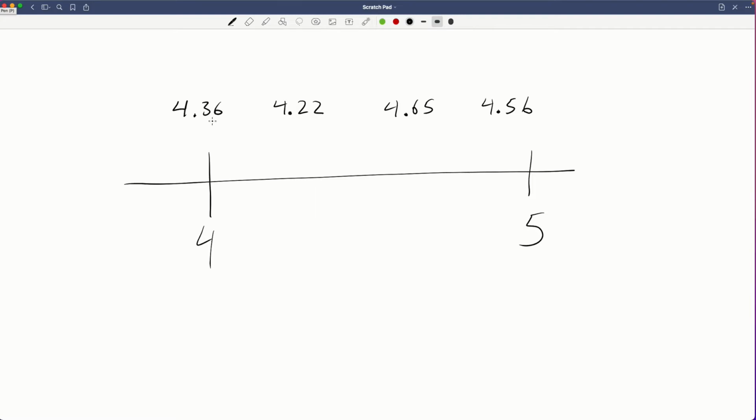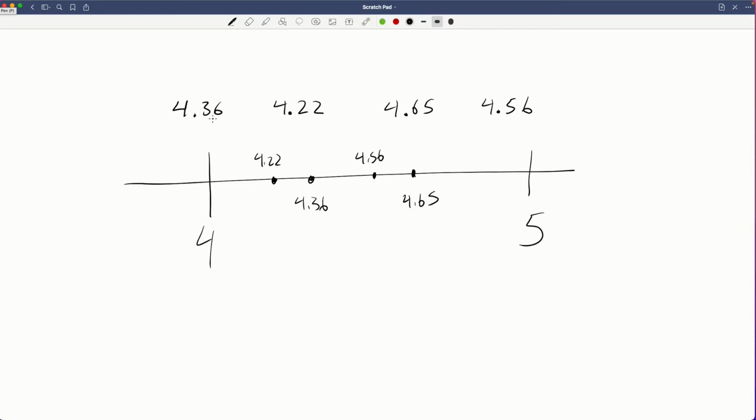So 22 is smaller than 36, and it's about a quarter of the way, so we put 4.22 here. And then that's about a third of the way, so we put it here. That'd be 4.36. And then 4.5 comes before 4.6. So that's a little over halfway, so right there would be 4.56. And then 4.6 would be right here, so 4.65. So what matters is this number right next to the decimal. If you can order it using that number with all of the numbers you have available, then that's pretty easy.